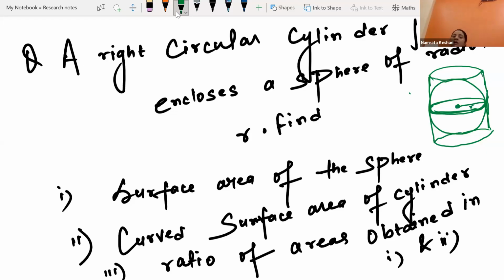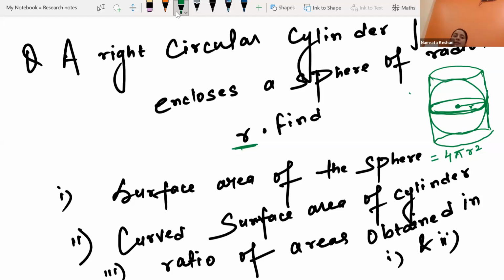A right circular cylinder encloses a sphere. A sphere is having radius r, and on the basis of only this much of data, we have to find the surface area of the sphere. We know the formula for surface area of the sphere. Here radius is r, small r. We need to use this r over here. Surface area of the sphere formula is 4 pi r square, right? Yes, ma'am. We just need to write the formula over here, nothing else because no other data is given. So surface area of the sphere is equal to 4 pi r square.